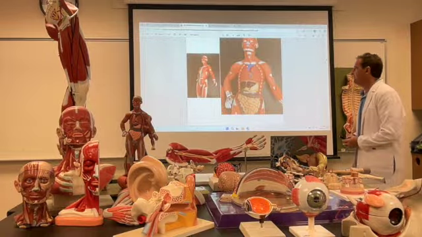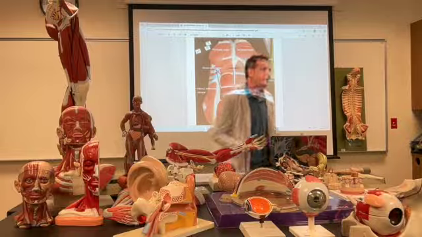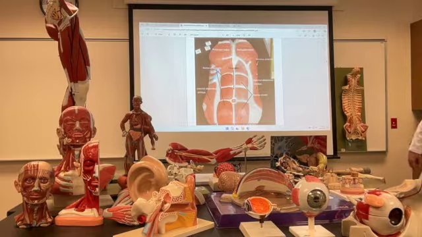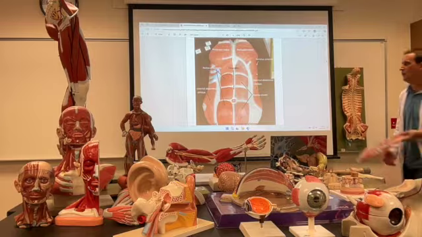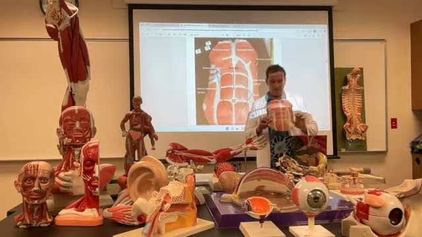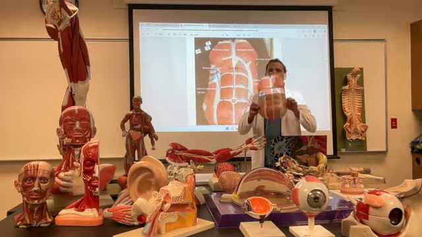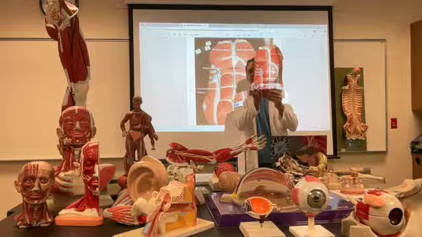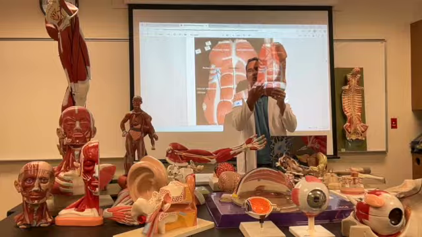Then you have this model right here. And this model is very, very important because this is the only model that has the internal oblique and the transverse abdominis. It's also going to have your pectoralis minor, but we'll get to that in a second. So you'll see on both sides there's going to be oblique muscles, and they're oblique because they're running at angles. Here you can see the muscle fibers right here are running down towards the midline. This is your external oblique. Over here is the internal oblique.